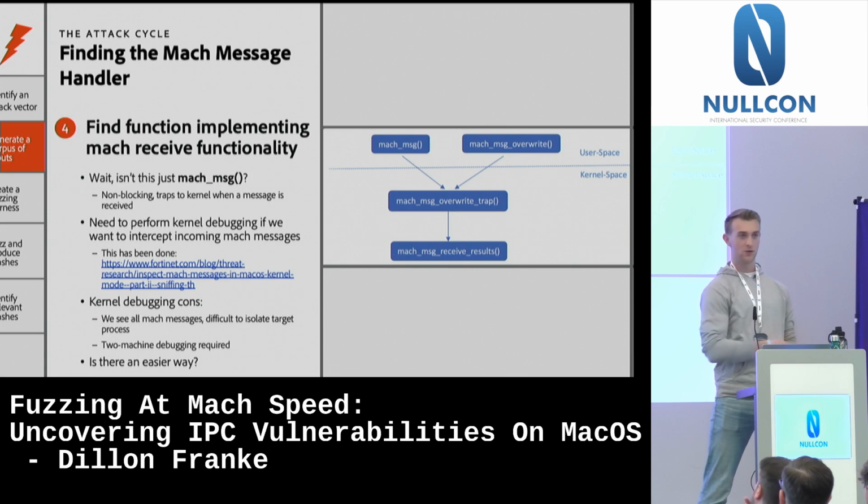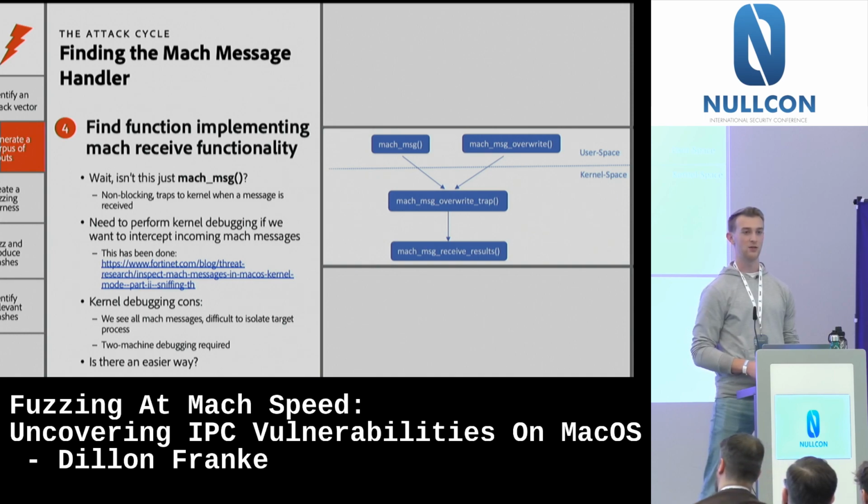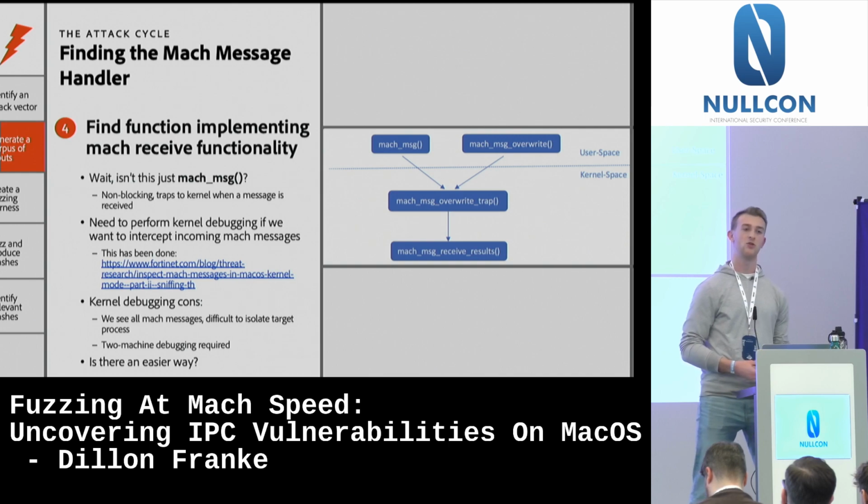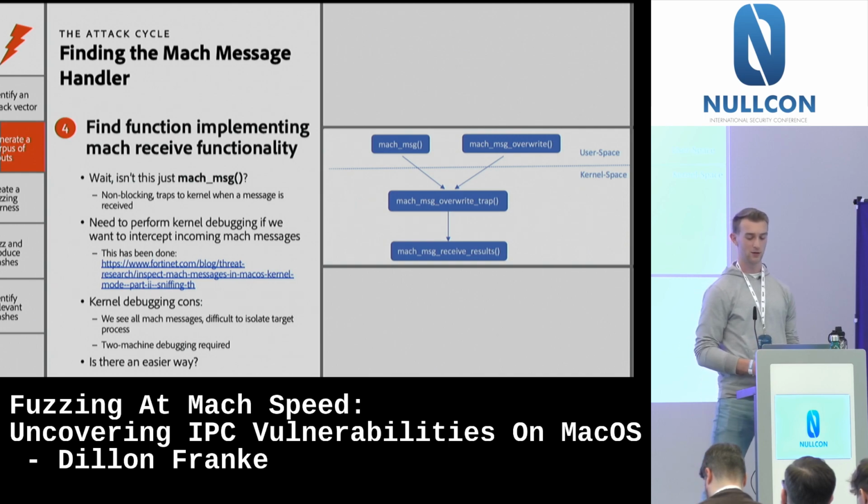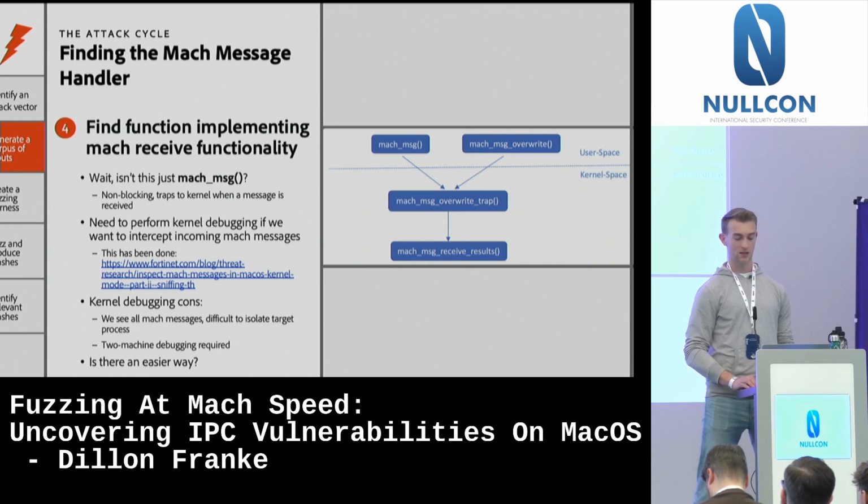But there's quite a few cons to doing that. There are just so many more messages, and it's difficult to isolate the target process that we actually care about. There's also two-machine debugging required. You can have a host and a macOS virtual machine, but you have to debug from the host to the VM. I really didn't want to go through this, so I thought, is there an easier way to just figure out how this incoming Mach message is being handled?